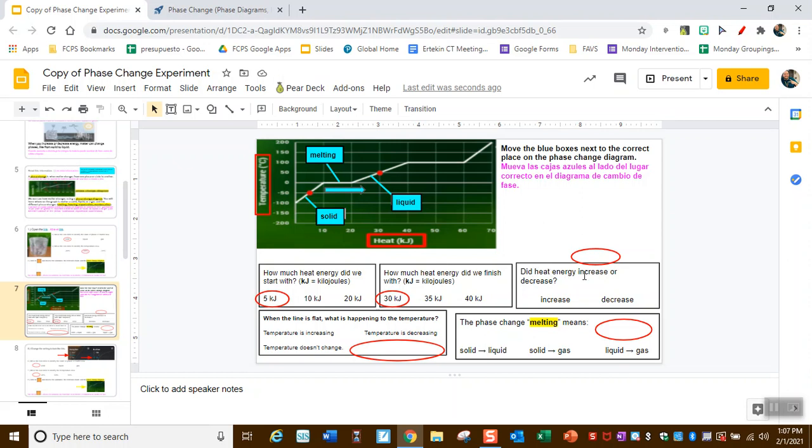Did heat energy increase or decrease? We went from 5 to 30, so it definitely increased.